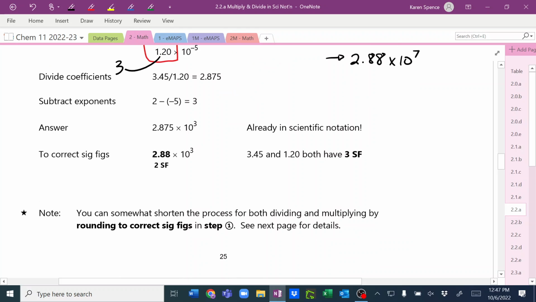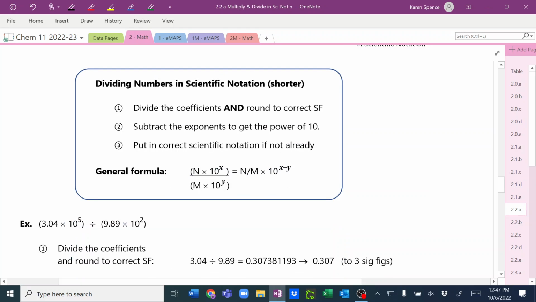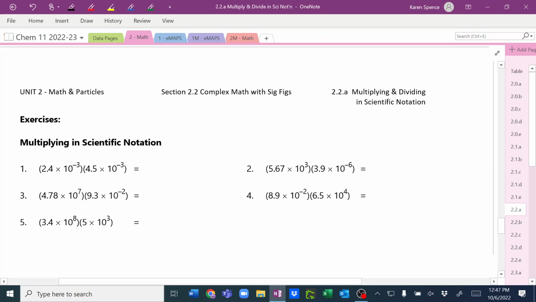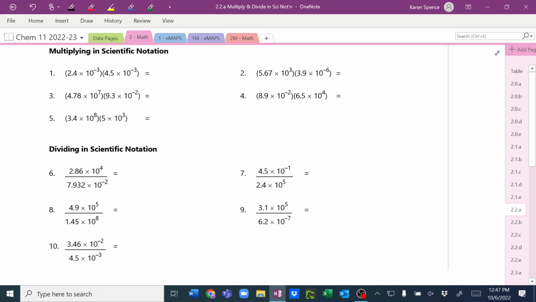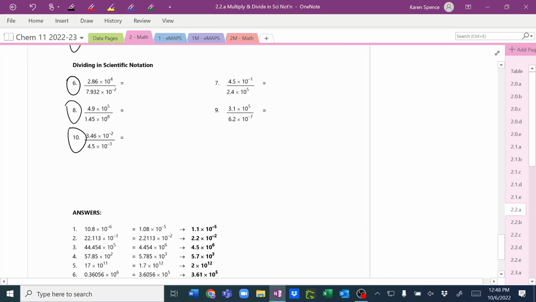You can somewhat shorten the process for both dividing and multiplying by rounding to the correct sig figs early, but it doesn't really matter where you round. Okay. I'm actually not going to go through that because we're probably not going to spend much time doing this. How about you do 1, 3, 5, 6, 8, 10. Just spend a couple minutes doing those, and then we're going to move on.